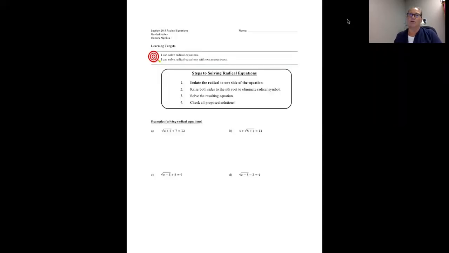Hey guys, today we're going to learn how to solve radical equations. The steps that you see here at the top of your page will be what you will need to follow in order to successfully come up with your answer.